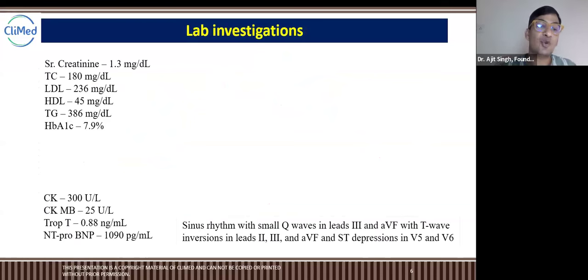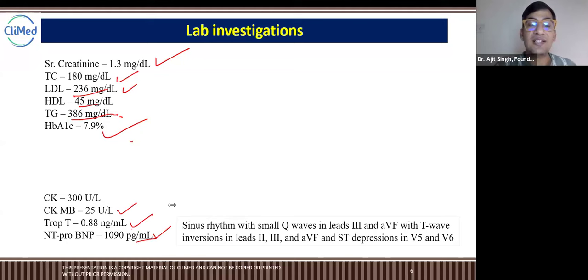Now, if you look at certain more things, guys, look at this. His serum creatinine was 1.3. His TC, LDL 236, HDL 45, TG 386, HbA1c 7.9, CKMB 25, TropT 0.88, NT-proBNP 1090 pg per ml. What else do you understand here from the blood investigations with this patient? Tell me. First, creatinine, is it normal or not normal, guys?